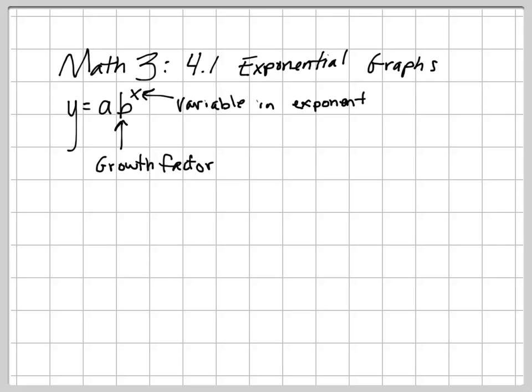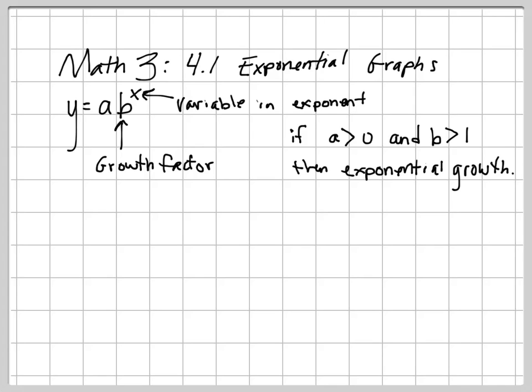If I had a generic equation with some actual numbers, how would I know if it's growth or if it's decay? This is what we look for. If a, the number out front, is greater than 0, and b is also greater than 1, then it's exponential growth. And in terms of just defining things, how they look, what they are, this is it.